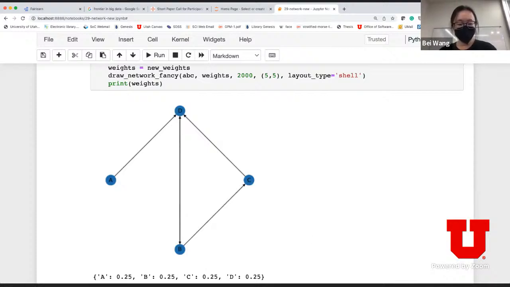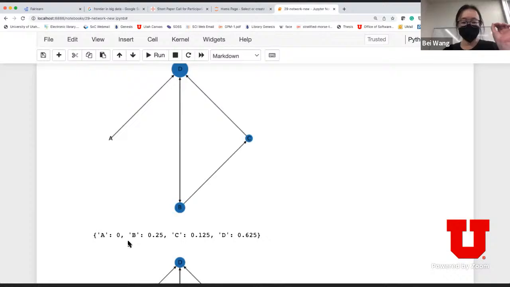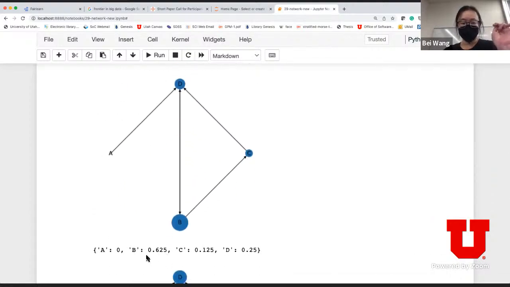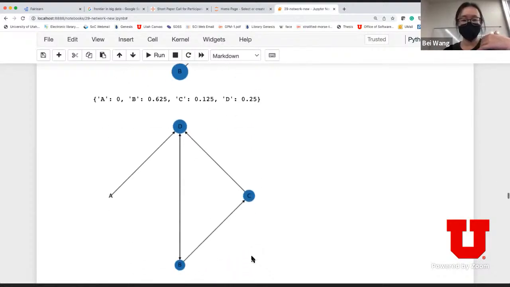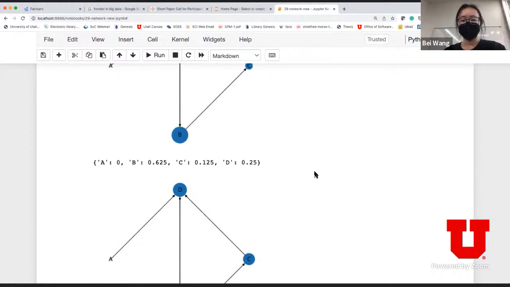And if you look here, I said ABCD originally has 0.25. And after one iteration, A is 0, B is 0.25, C is 0.125, and D is 0.625. And in the next iteration, B is carried over 0.625, C is 1.5, and D is 0.25, and so on. So you can repeat this process until it converges. It takes a little while to balance out, so I didn't go by hand.